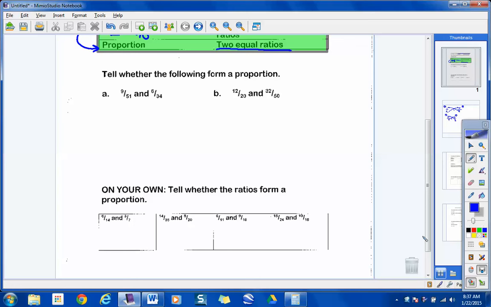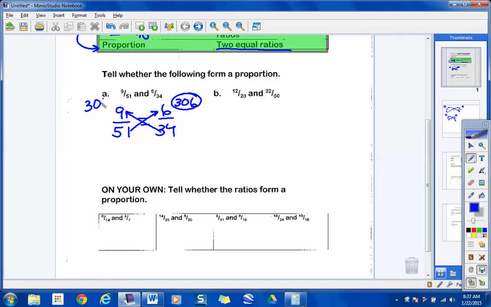So I'm going to rewrite this right here. In part A, I want to know, do they form a proportion? In other words, is 9 over 51 equal to 6 over 34? Let's check it out. We have this first one, 9 over 51, and I want to know if that's equal to 6 over 34. Okay, so who would do this cross product for me? 51 times 6. That's 306. I'm going to put a 306 up here. Okay, how about this cross product? 34 times 9. 306.